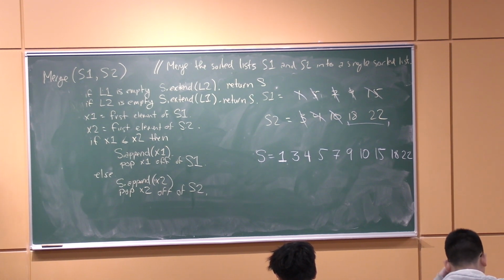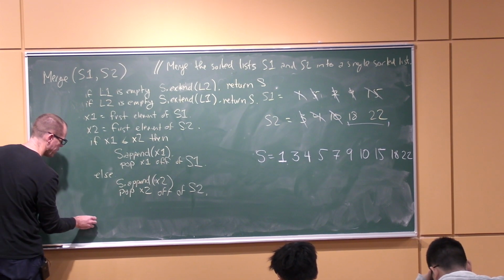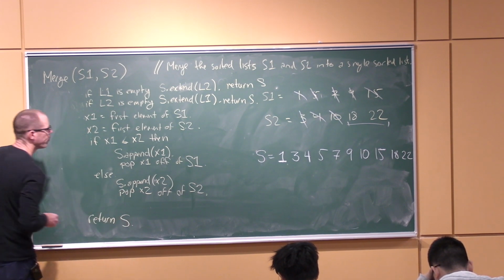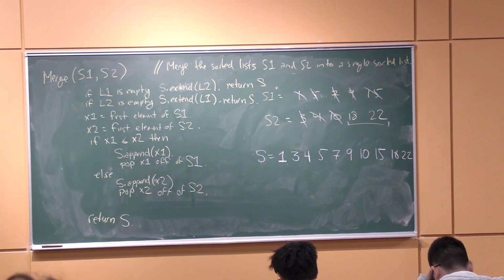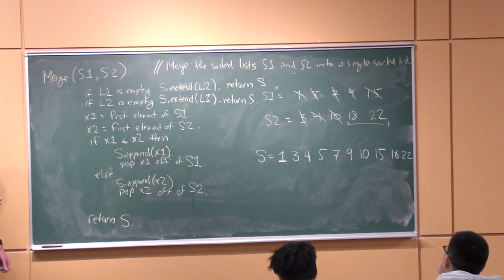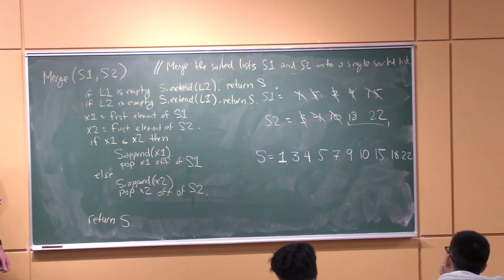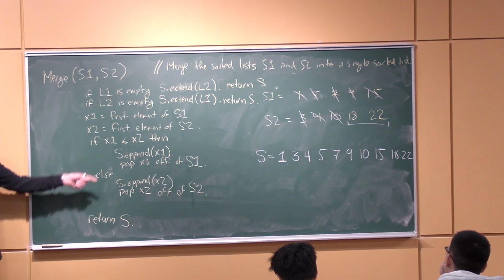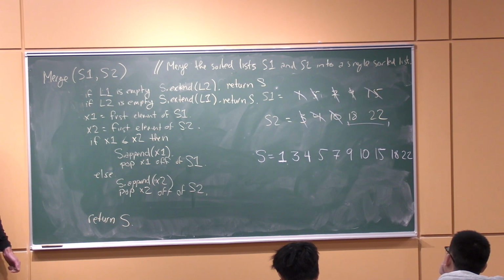All right. Somehow at the very end of this, we'll want to return the sorted list S if we haven't done so already. And isn't that unnecessary? Well, it depends what we do next. This whole thing should be in a loop somehow. And so what do you want to put for the loop condition?